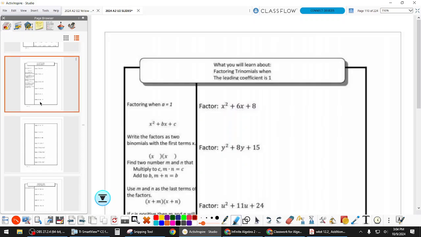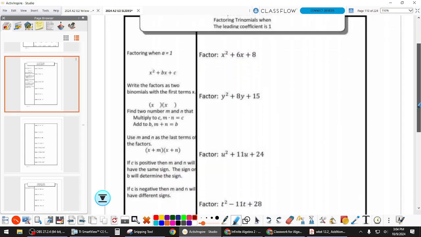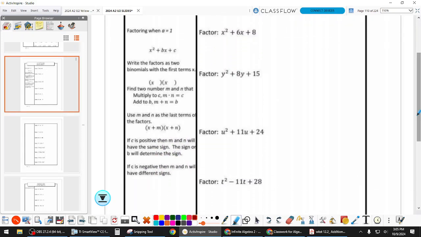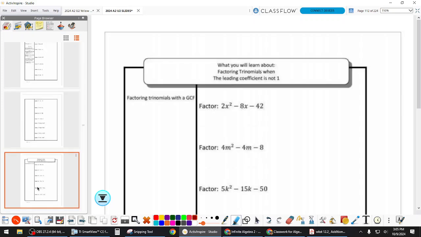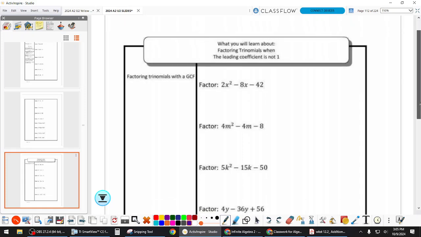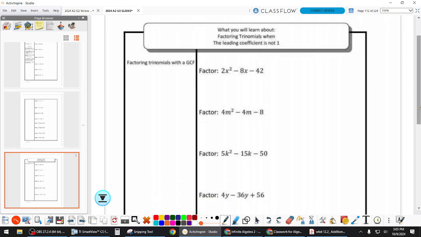So some of this is extra, like you don't necessarily need to read all this stuff on the side. So first you'll start by factoring and just practicing that, and then we start talking about a GCF. So remember, we talked about when you do the star, you need to pull out any GCF first.